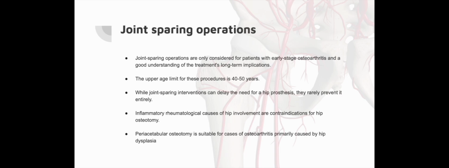In older patients, it may be better to continue conservative treatment for a while longer and then proceed with a hip prosthesis. Joint sparing interventions can slow the progression of osteoarthritis for many years, but they can only rarely prevent the eventual need for prosthetic implantation.